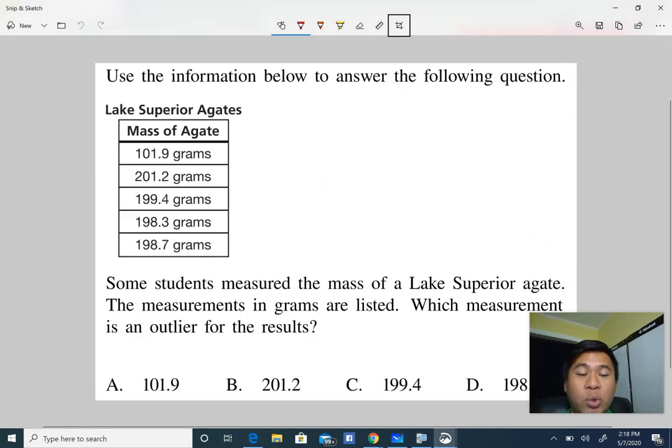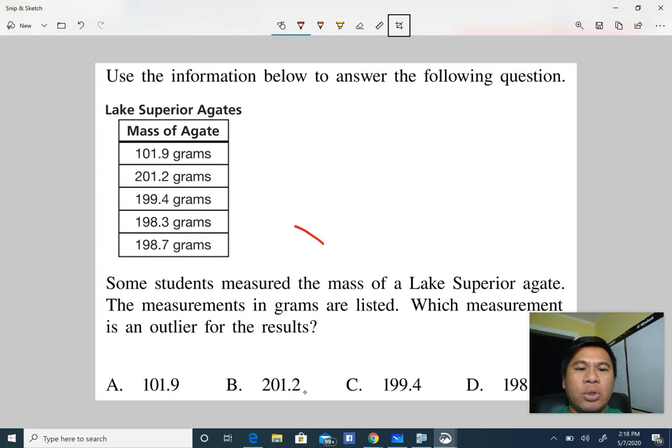So in some cases, we don't actually need to compute the outlier anymore. Like in this particular example, it says, use the information below to answer the following question. So we have the table, Lake Superior agates, and we have the following values: 101.9, 201.2, 199.4, 198.3, and 198.7. It says that some students measure the mass of a Lake Superior agate. The measurements in grams are listed. Which measurement is an outlier for the results?